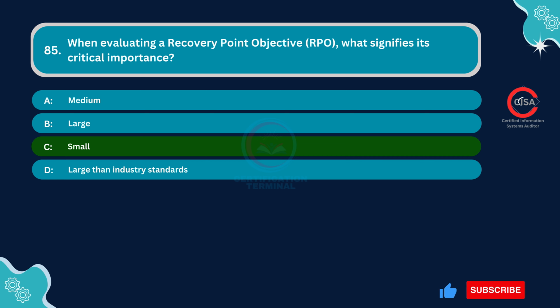A small RPO indicates a shorter time frame for acceptable data loss after a disaster or system failure. This translates to minimizing the amount of data lost during an outage. Businesses rely on up-to-date data to function effectively. A small RPO ensures a quicker recovery to a state with minimal data loss, enabling faster resumption of critical operations.